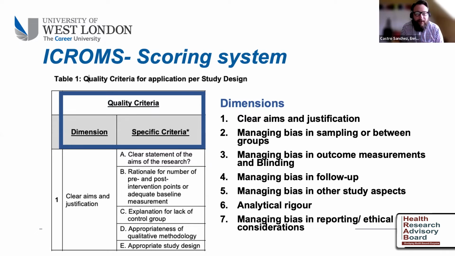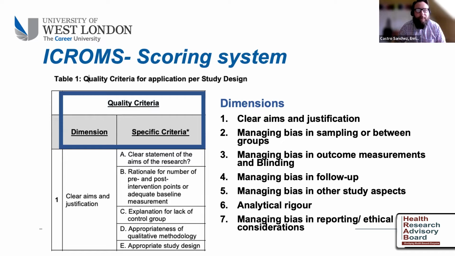So, a paper must have clear aims and justification. They must show how they've managed bias in sampling or between the groups. They must show how they manage bias in outcome measures and blinding. So those are the more technical approaches. They also have to show how they manage the bias in the follow-up and the bias in any other aspect of the study. There are 2 further dimensions. One of them is how well the analysis has been conducted. That's dimension 6, about the analytical rigor. And finally, the authors have to demonstrate how they've managed any bias in their reporting and ethical considerations.